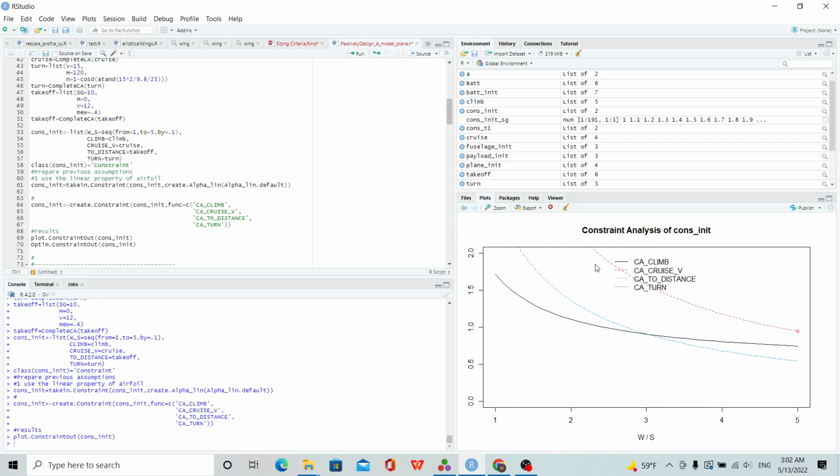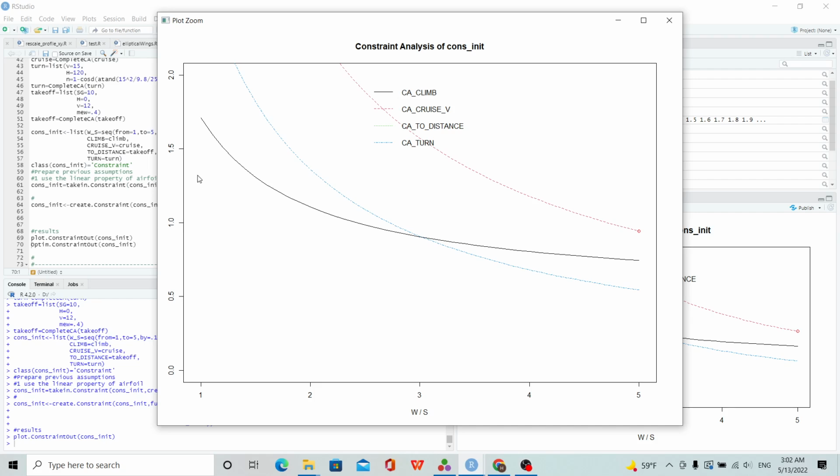So the different lines in here, each line represents one constraint. As you see, the horizontal axis is the weight to wing area ratio. The vertical axis is thrust to weight ratio. So T over W with respect to W over S.